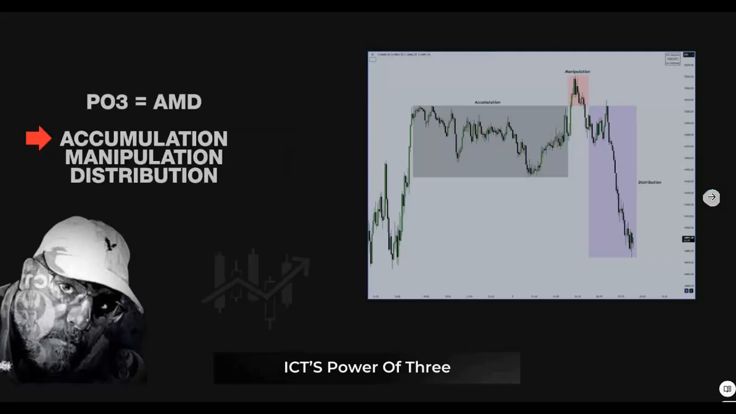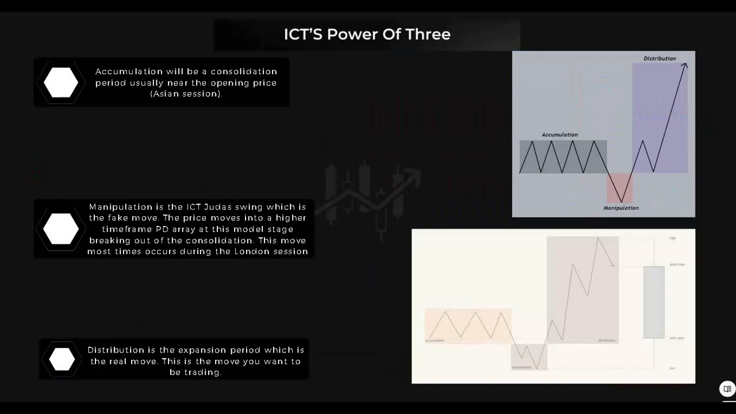We have the accumulation phase, that is the first phase right here. We have the manipulation phase above here. And then the final phase is the distribution phase. As you can see, it is illustrated here. Alright? I need for you to understand exactly what these phases are.